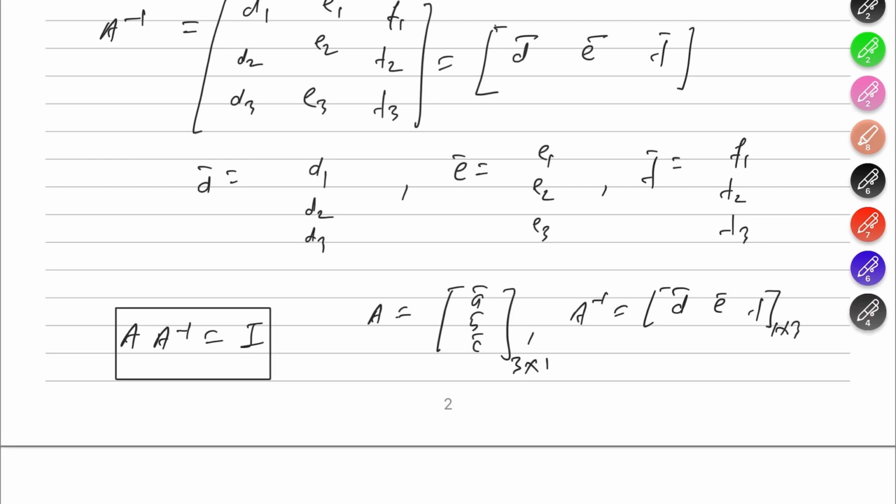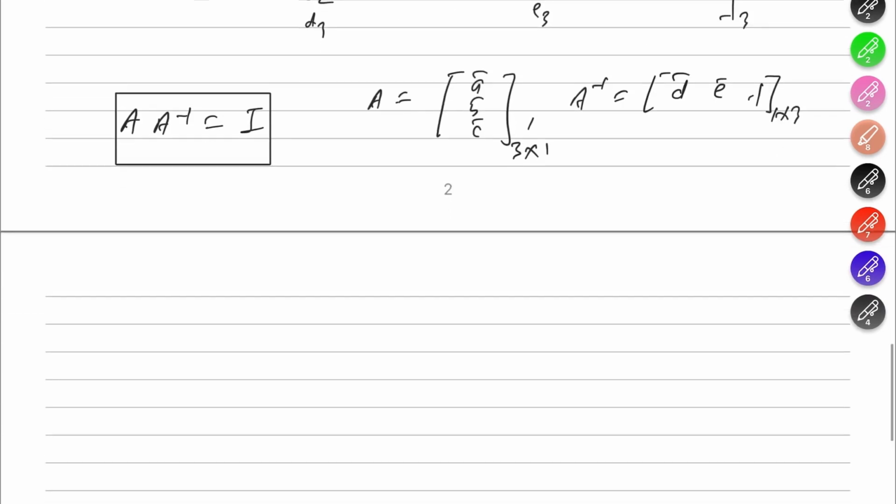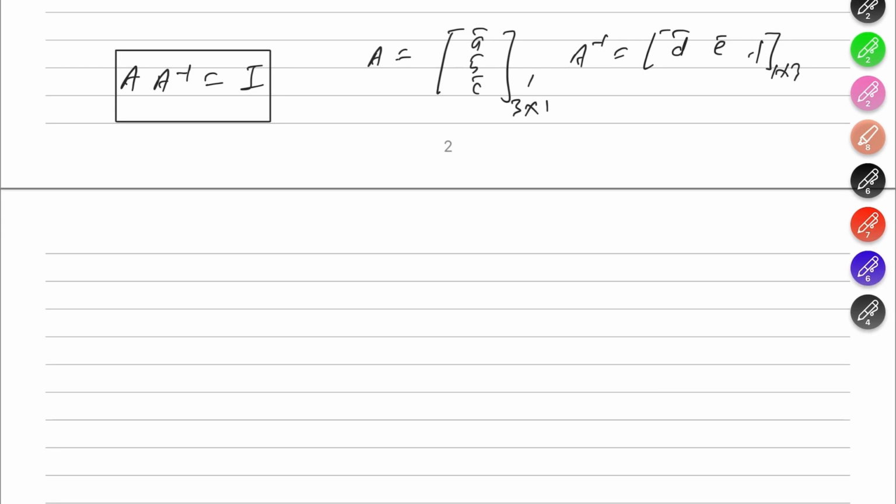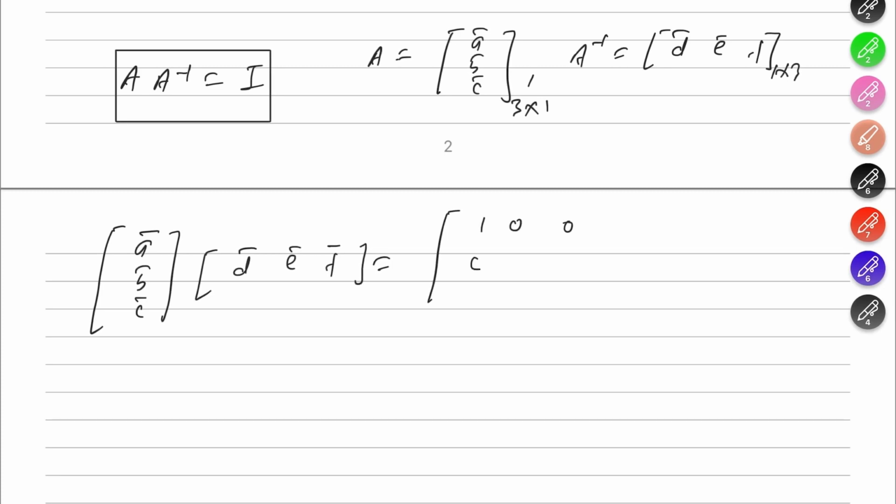Okay, fine. Once you understand this part, let's write it this way. What is matrix A? Matrix A is A, B, C. And what is the inverse matrix? We have assumed this is D, E, F. And that is the same as I, the identity matrix.